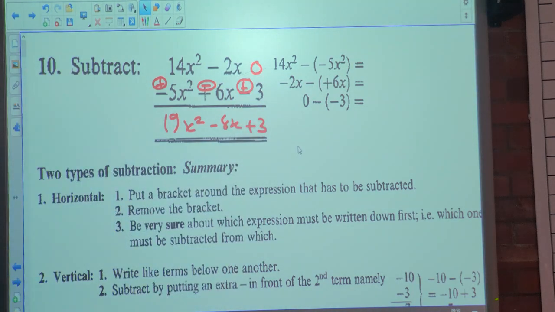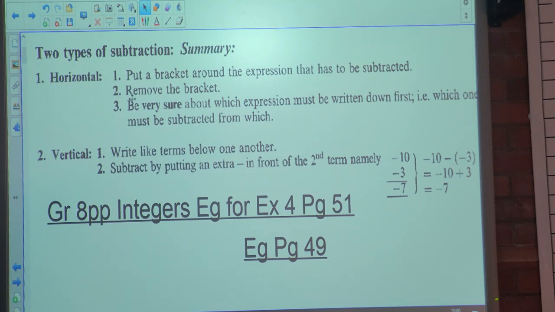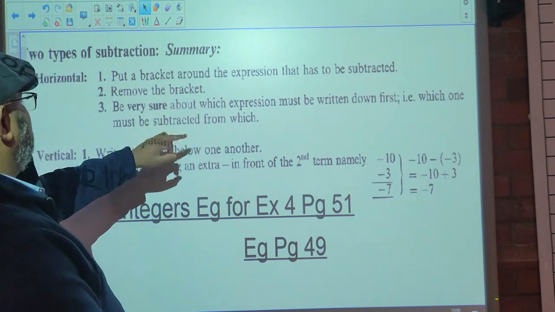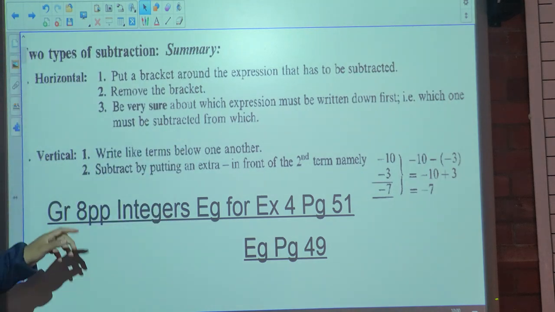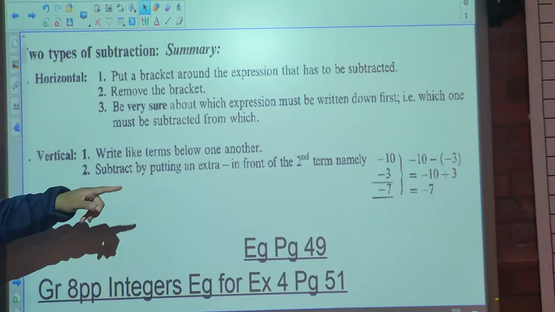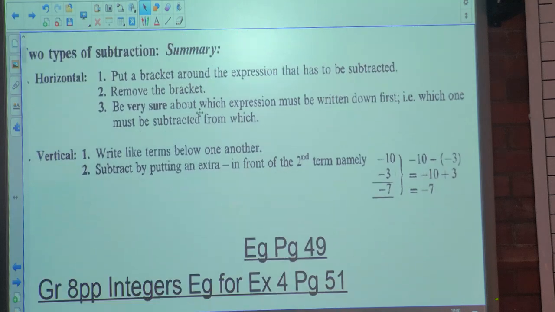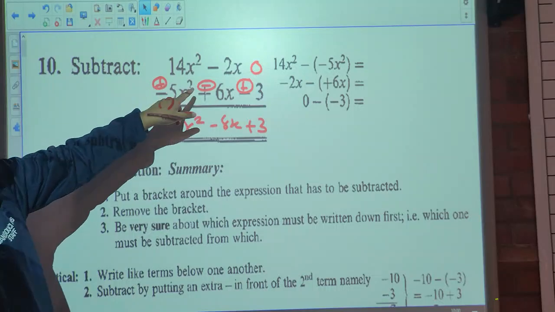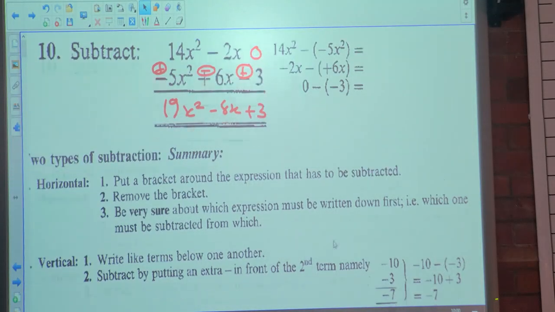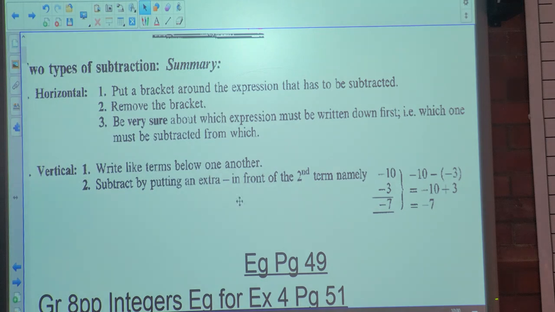Okay, types of subtraction summary. We're reading on the next page now. Horizontal: put the brackets around the expression that has been subtracted. Remove the brackets. We must be very sure about which expression must be written down first, in other words, which must be subtracted from which. Vertical, which is one above the other: write the like terms one below the other, as I just did here, or as it was illustrated there. Subtract by putting an extra negative in front of the second. This is what they're talking about. Again, if you want to write notes, I would advise you to write this down.